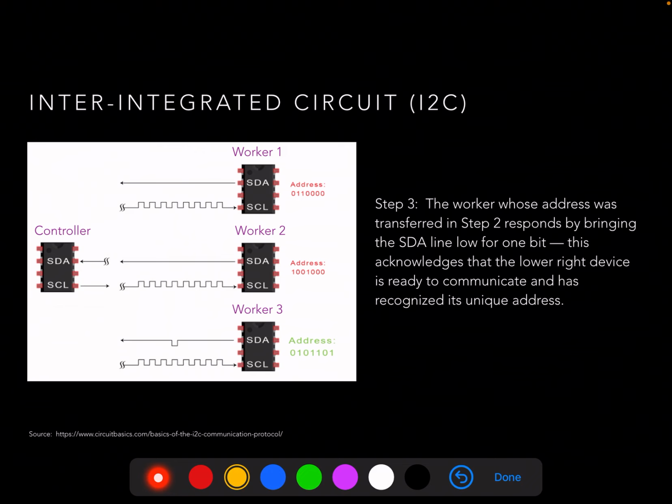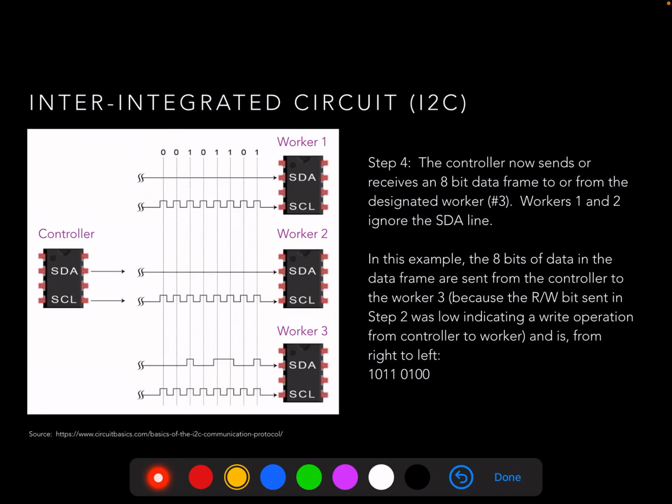After we've sent the address, what happens is worker 3 will now bring the SDA line low for 1 bit to acknowledge that it has received the address line from the controller and is ready to communicate with the controller uniquely. The controller will now send data, in this case an 8-bit data frame, to or from the designated worker. Since we're in the write condition, as indicated by the write bit being low on the previous slide, the controller is now going to send information to worker number 3.